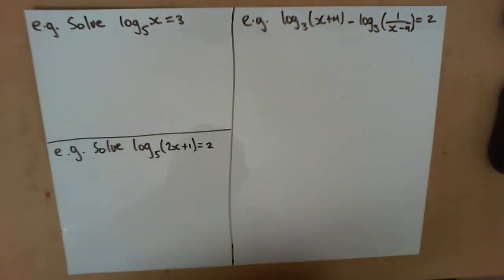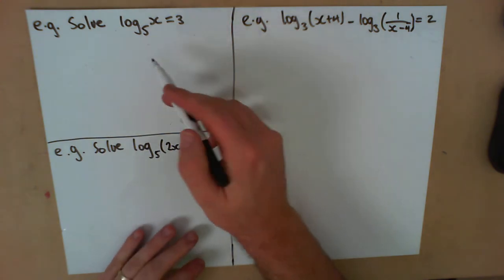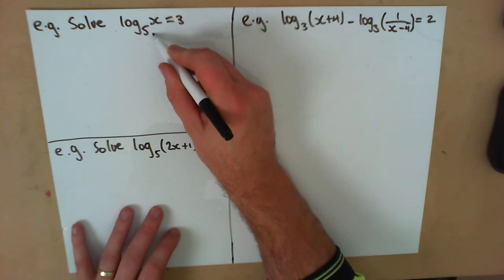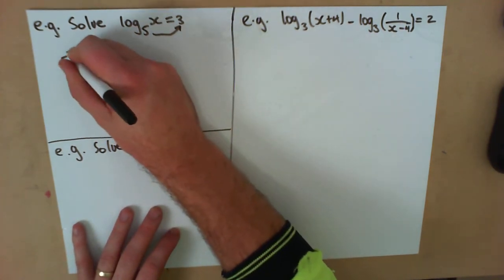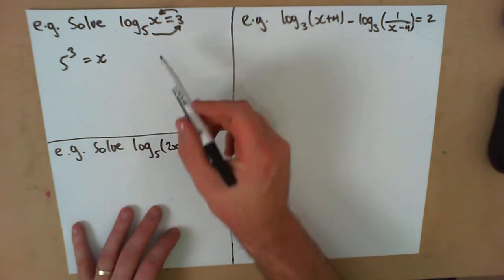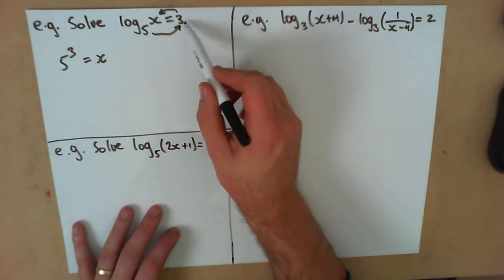For this one, we're solving log to the base 5 of x equals 3. For this, I have a method that I call the Loopy Method. I'm sure it's not the technical term whatsoever, but I call it the Loopy Method because we form a loop. When we've got log to the base 5 of x equals 3, what we're allowed to do is go 5 to the power of 3 equals x. So we create this loop coming around. That's why I call it the Loopy Method.